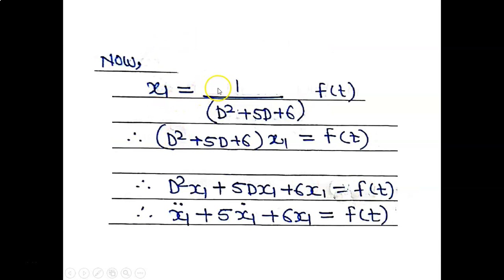Now x1 is equal to 1 divided by d square plus 5d plus 6 into f(t). Therefore (d square plus 5d plus 6) into x1 is equal to f(t). Therefore d square x1 plus 5d x1 plus 6x1 is equal to f(t). Therefore d square means d2 divided by dt square. Therefore x1 double dot plus 5x1 dot plus 6x1 is equal to f(t).